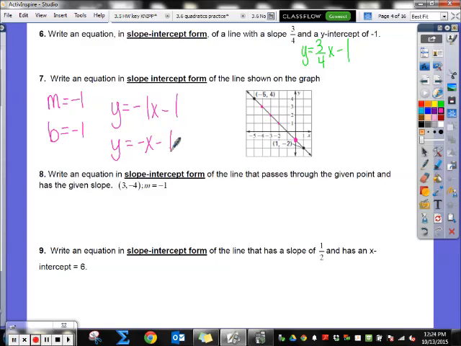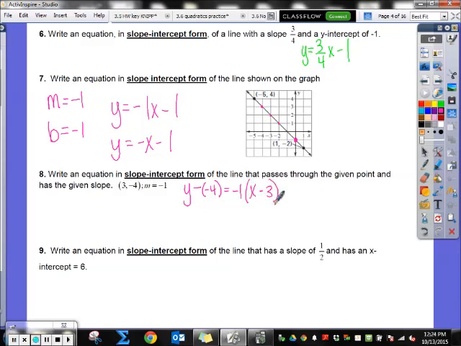Number 8, we're writing an equation in slope-intercept form of the line that passes through the given point and has the given slope. Well, since they did not give me my y-intercept, I'm going to have to use point-slope form. And most of the time, point-slope form is the form that you will start with. So I'm going to plug in, and remember, you can use your chart, and this formula is on there. y minus, my y coordinate is -4, equals -1, that's my slope, times (x - 3).